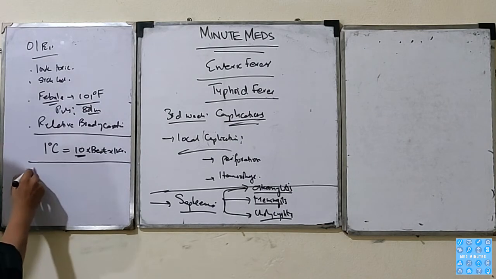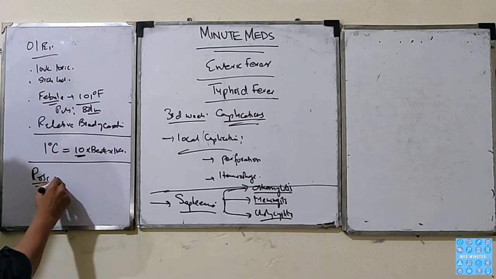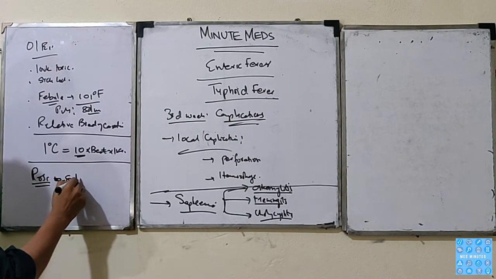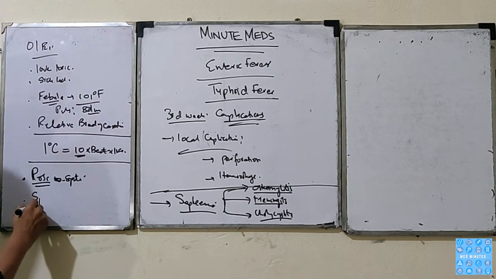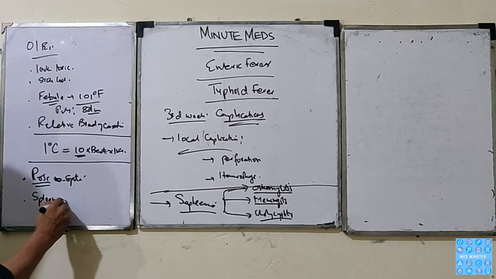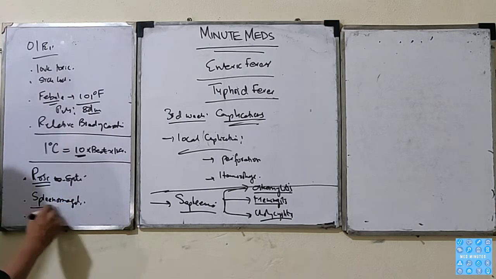And then we can look for the rose spots if the patient has a history of more than 1 week. And then we can look for a palpable spleen on clinical examination.